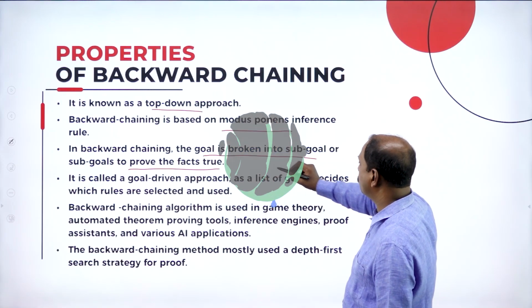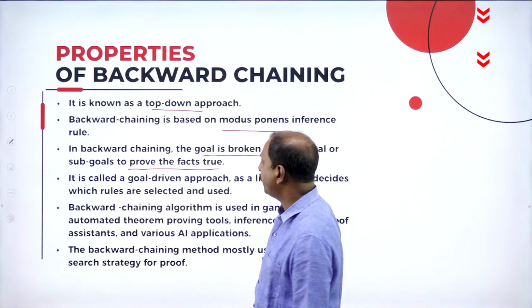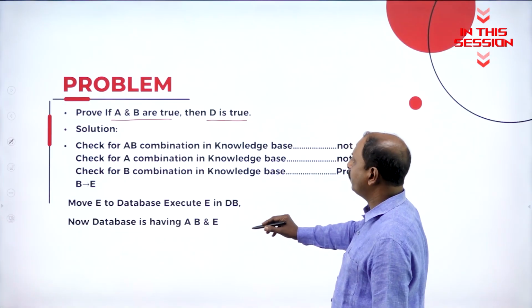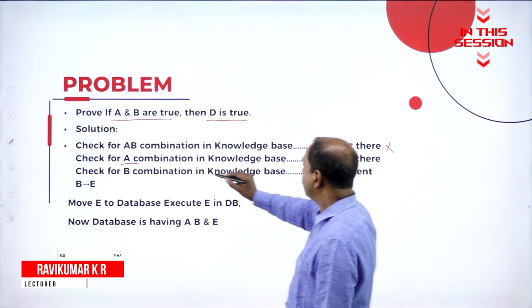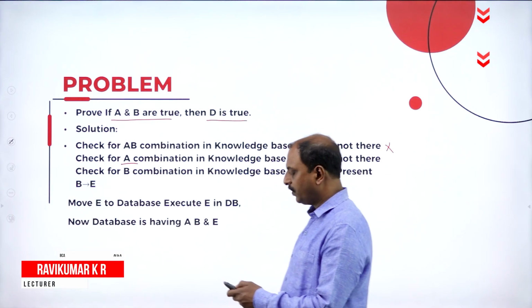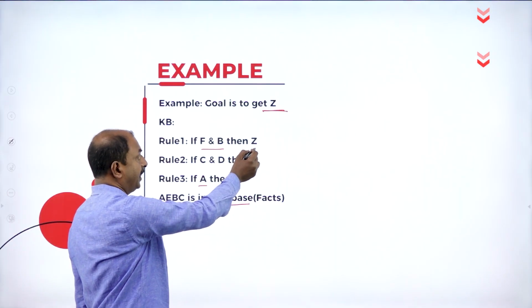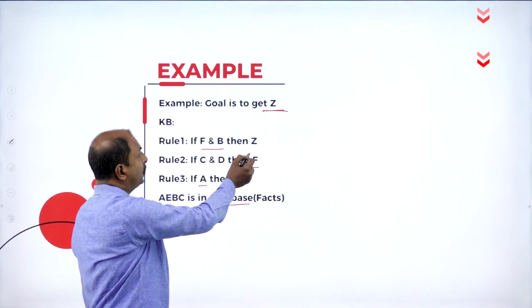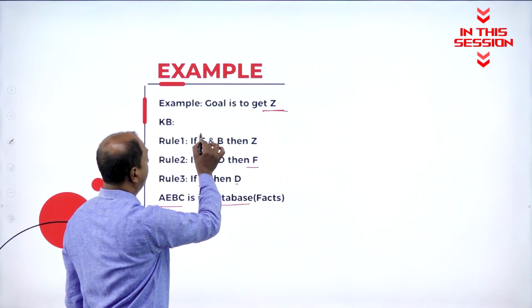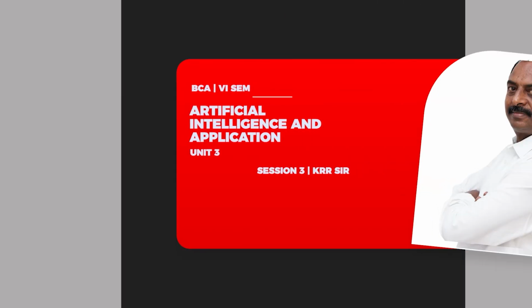We may require sub goals, where the main goal will be broken down into sub goals. Then check for A combination in the knowledge base, because A and B are not available. Next, we have to check for A combination with the help of Z. So Z is available here, so we have to get F and B, both the variables, to the database.